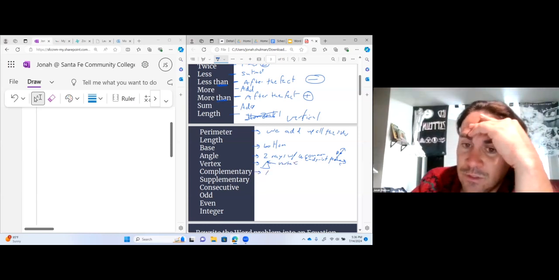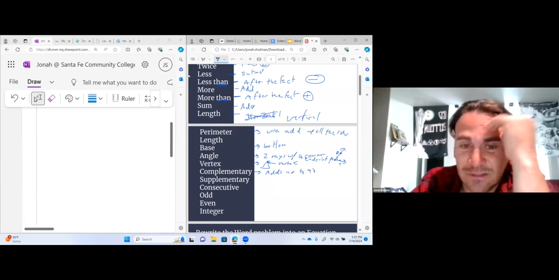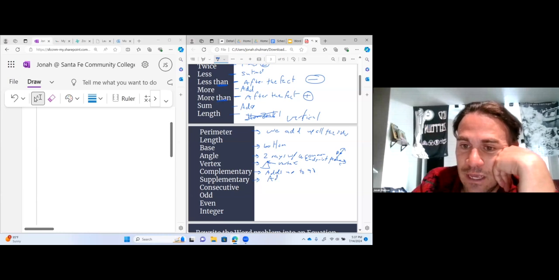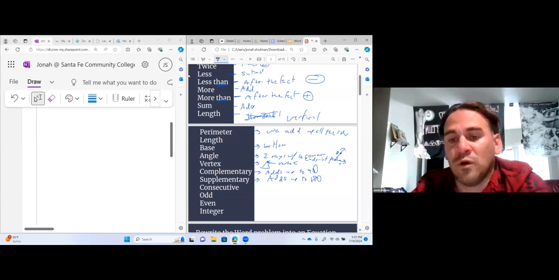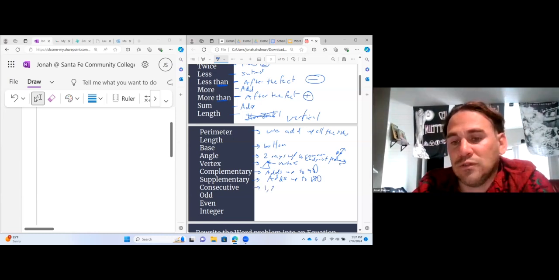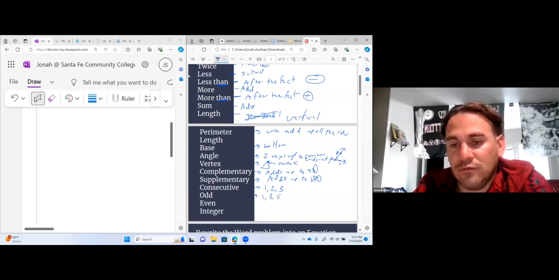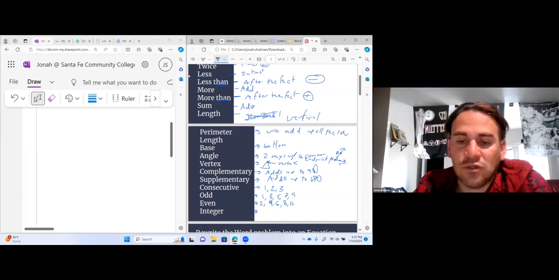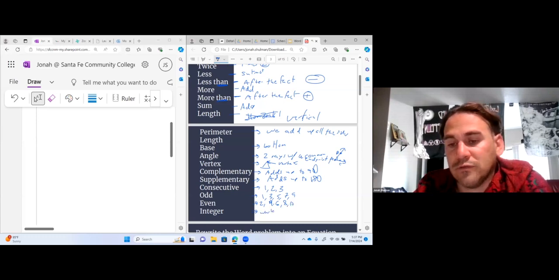Whenever they say complementary, means adds up to 90, just so we get some words in there, because it's going to be in context. Supplementary means adds up to 180. I always remember that supplementary is later in the alphabet, it's more. Consecutive is like 1, 2, 3, one after the other. Odds are 1, 3, 5, 7, 9. Evens can be divided by 2, so they're 2, 4, 6, 8, 10. And an integer we did already. It's a whole number, positive or negative.